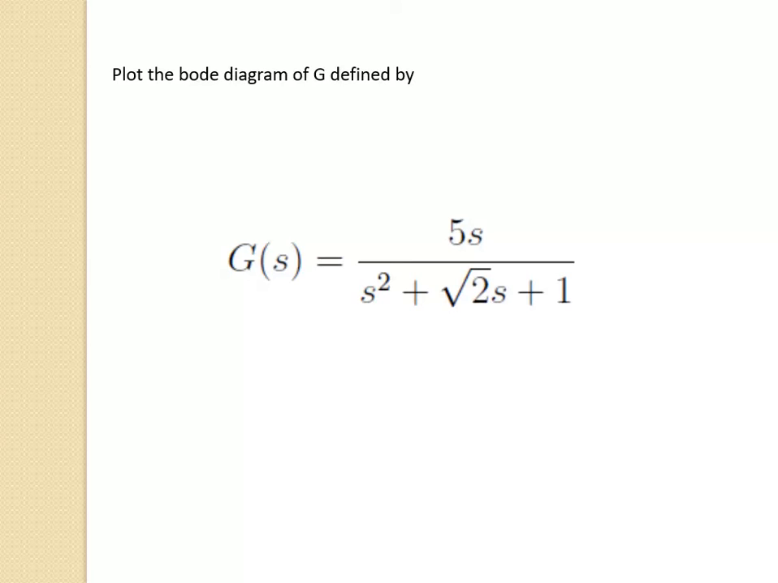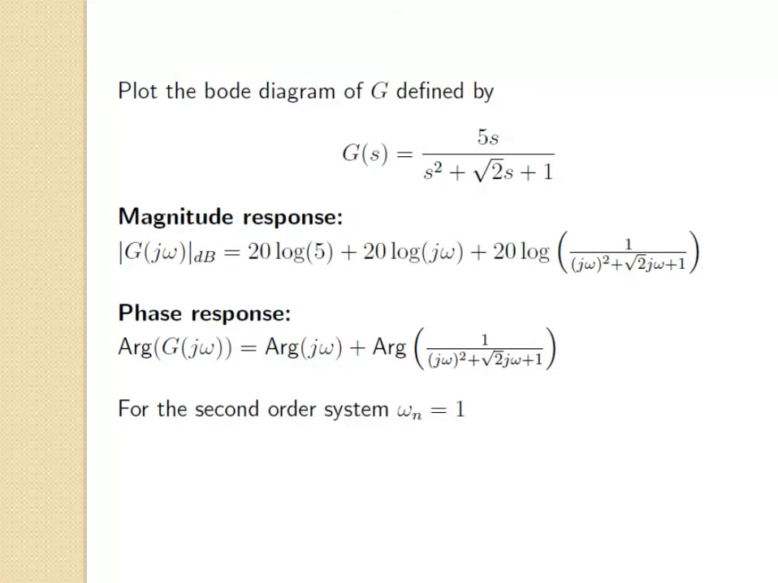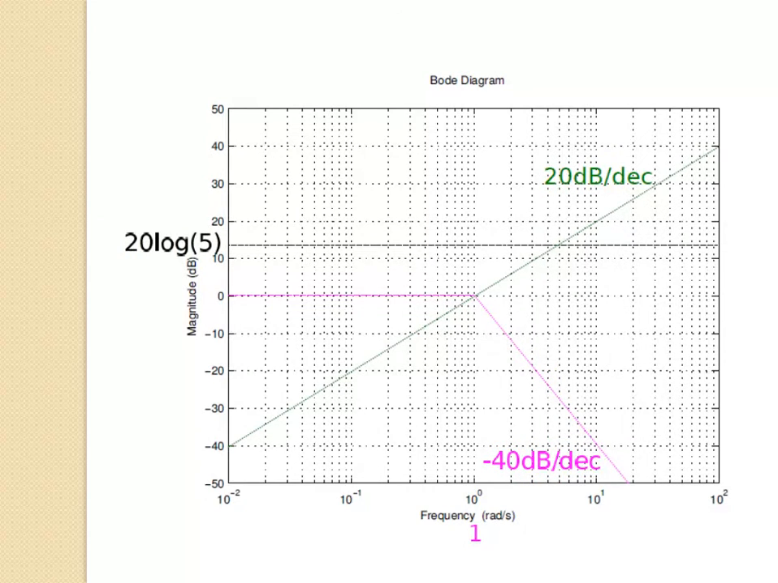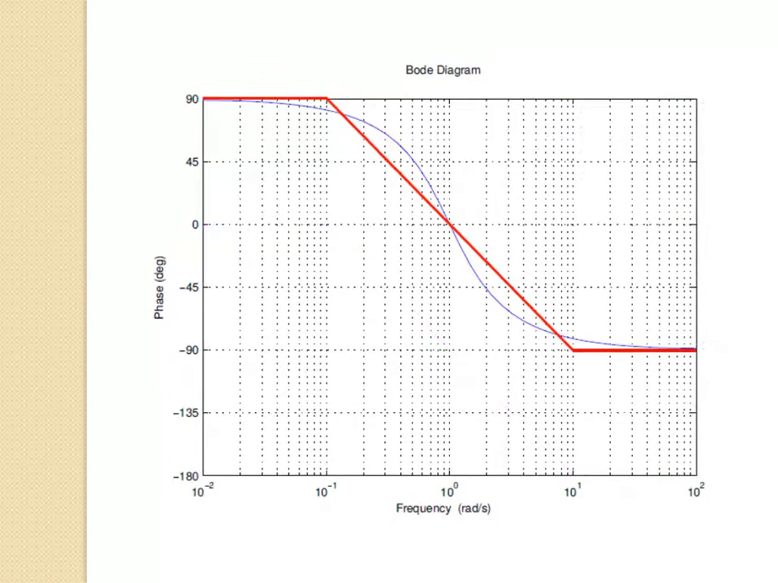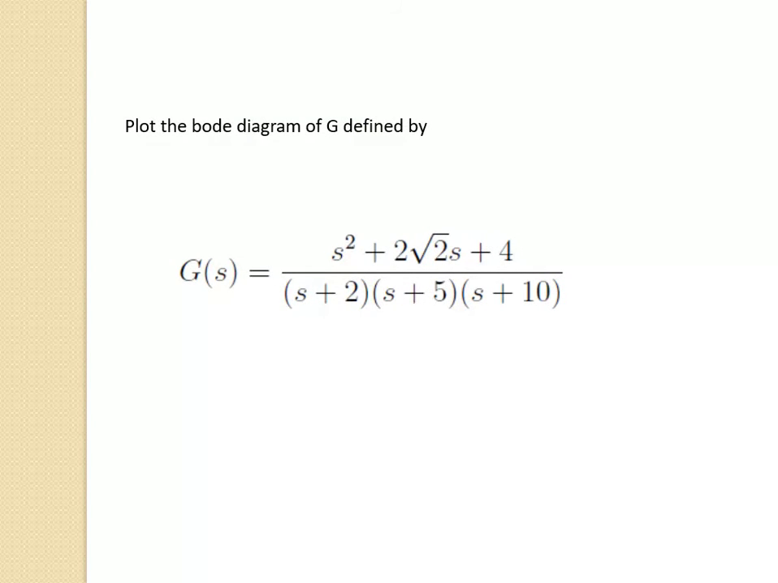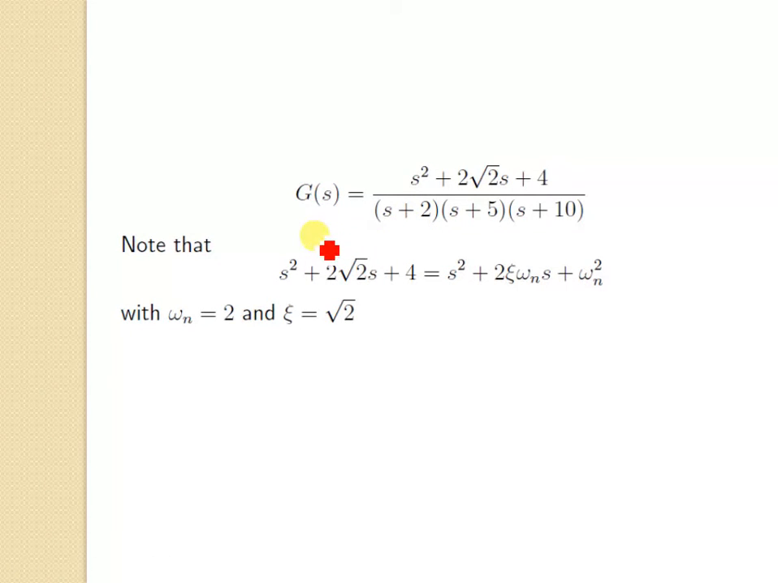Here they ask you to plot the Bode diagram of the second order system. Easily you can find the magnitude and the phase based on different omega, and you can plot it. I can pass this; I will give you this. Here they give you the Bode plot of the G defined by this, and I will let you solve this exercise together. If you have any question, you can ask me, and it's not difficult.